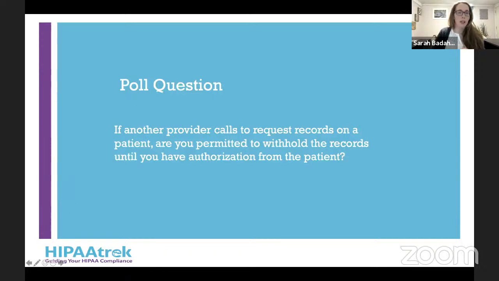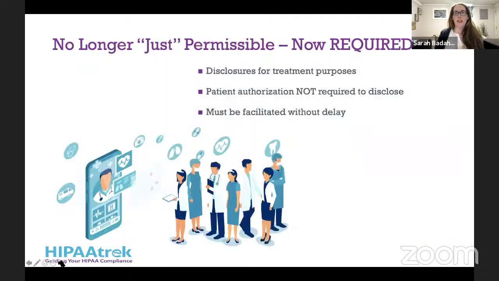And that is because under HIPAA, we have TPO, treatment, payment, and operations, where it was a permissible disclosure to disclose information without patient authorization. But now under Cures, it's no longer just permissible, it's required. It is required that you release that information for treatment purposes. You do not need to obtain that patient authorization, and it must be facilitated without delay.